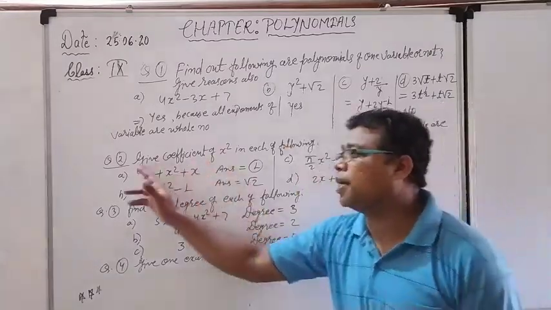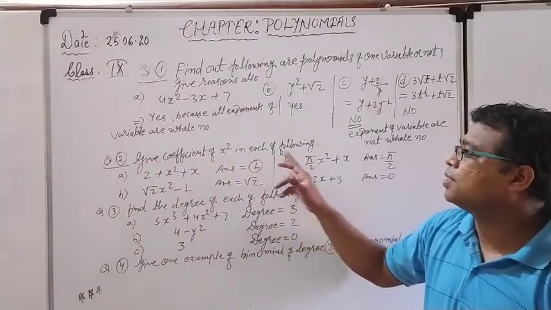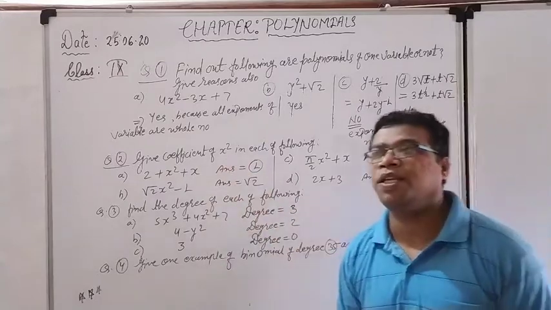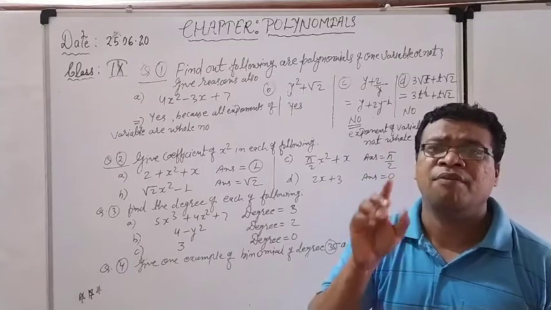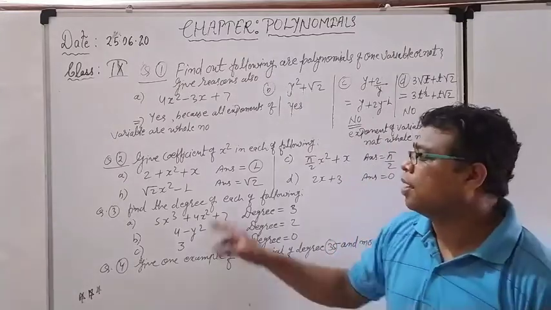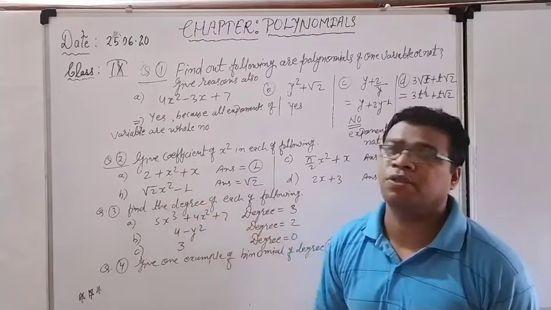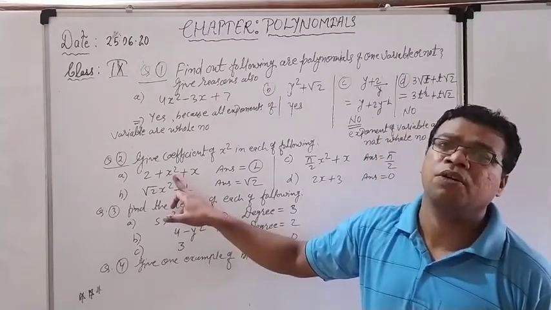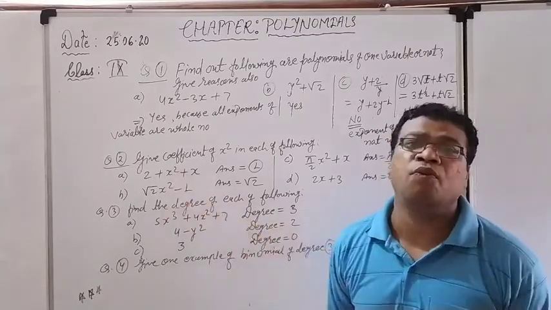Right now, coming to the next question, question number 2. Give the coefficient of x square in each of the following. Meaning, we have to only see the term wherever x square is coming. Now see the first question, 2 plus x square plus x. Actually, there are 3 terms, but we have to concentrate on the second term, because x square is present there.